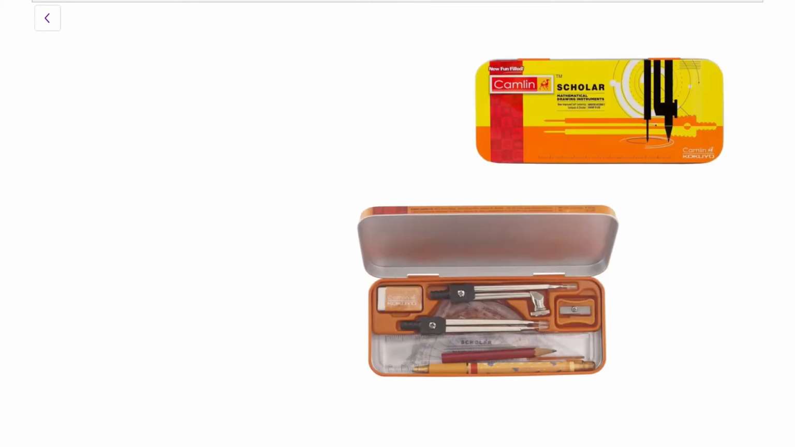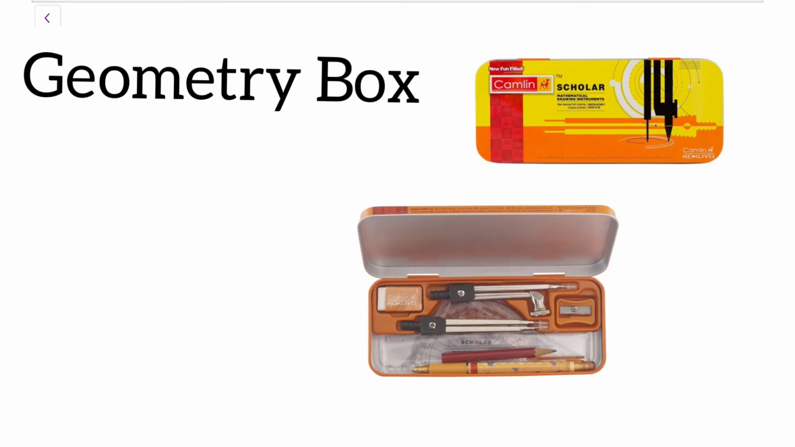Alright, have a look at this picture. This is your geometry box. Most of you would have bought it when you bought the books in the beginning of the academic year. If you don't have a geometry box, it's good for you to buy one and keep, because we need to use this geometry box while learning geometry.